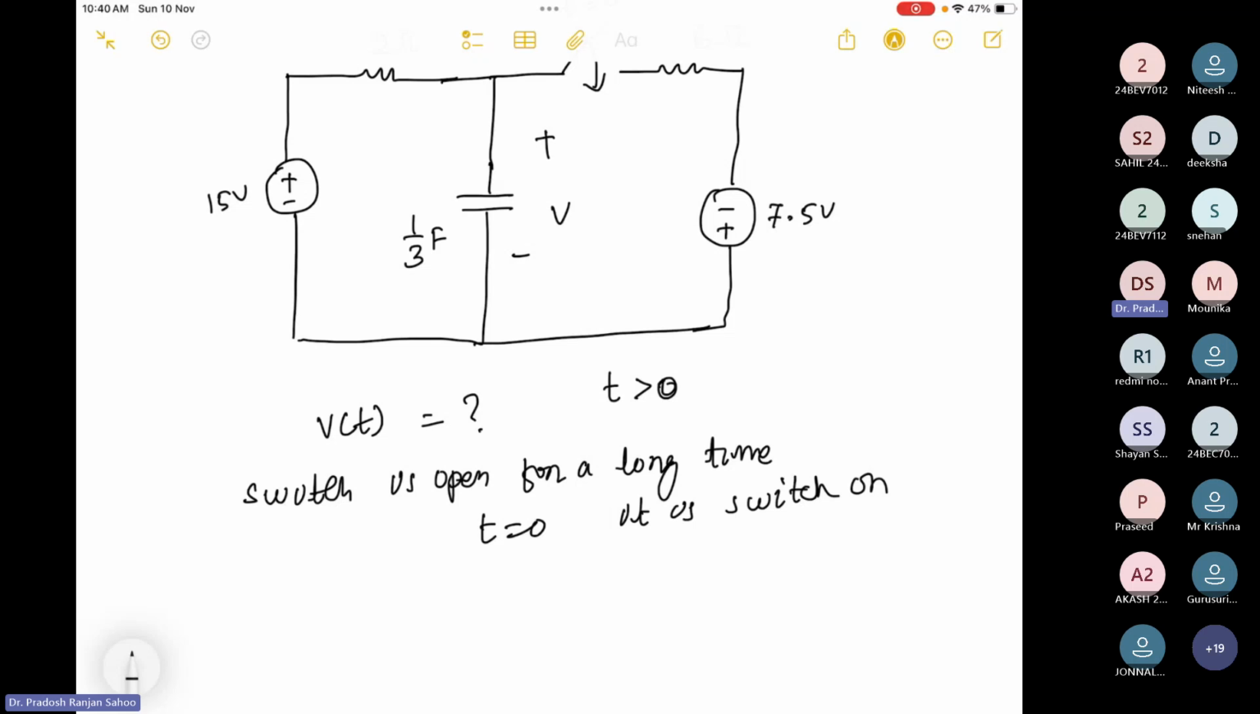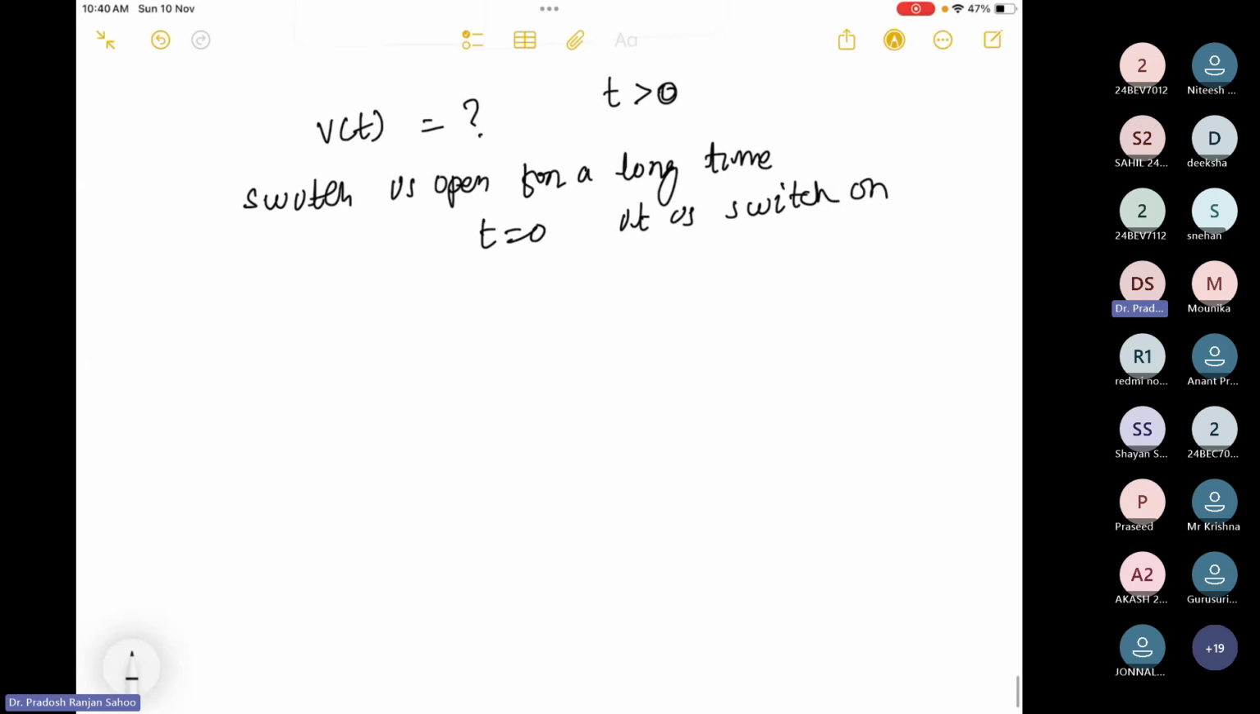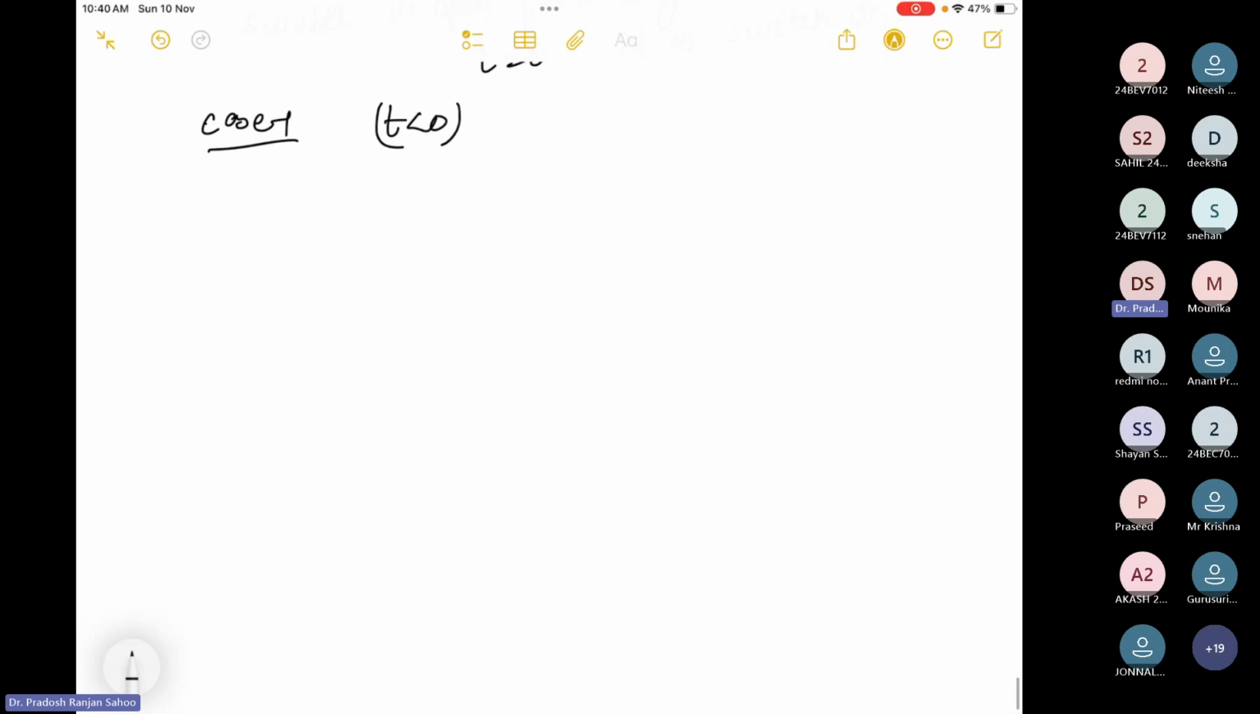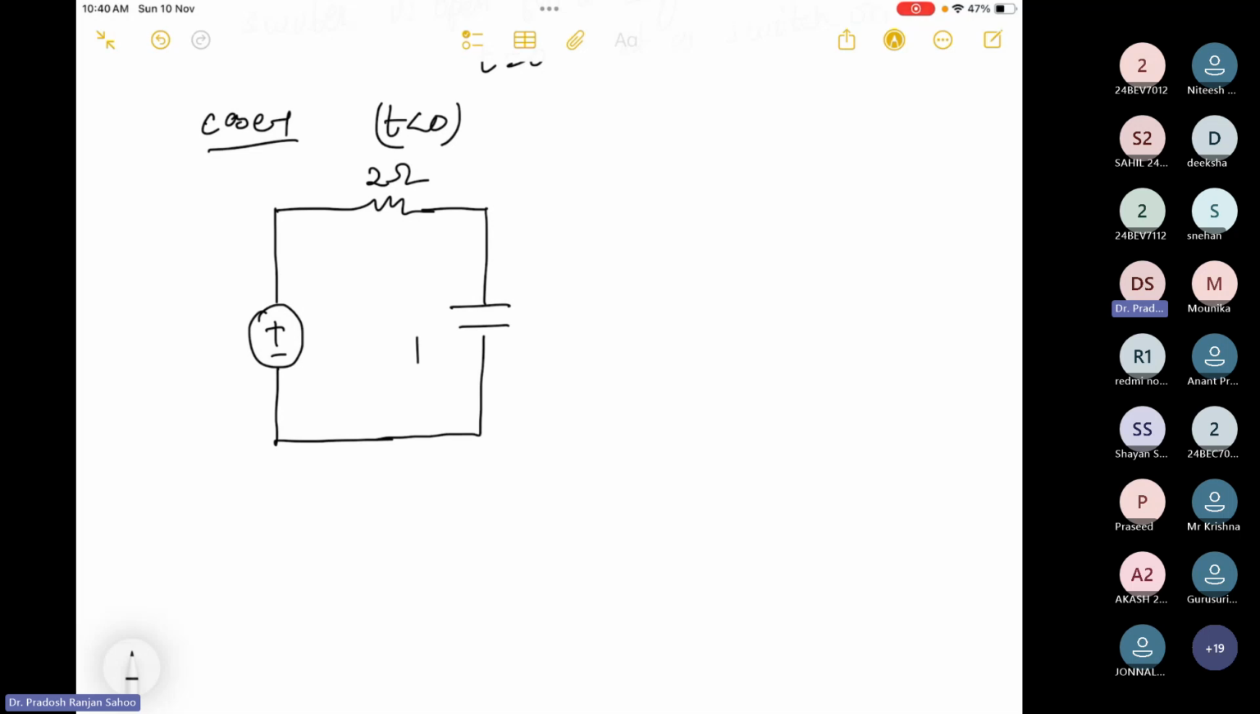So I'll take these two cases. Case 1, when t is less than 0. I'll draw the circuit here. This is plus minus, this is 2 ohm, this is 1 by 3 Farad. This is the voltage across capacitor V_C, this is plus, this is minus. This is 15 volt.